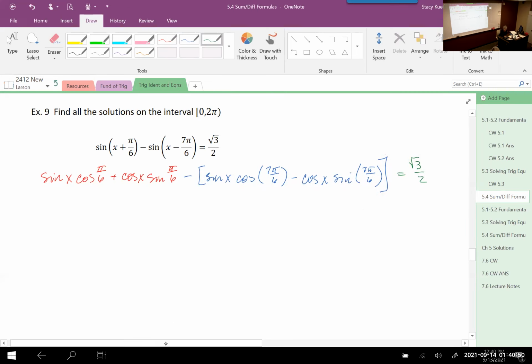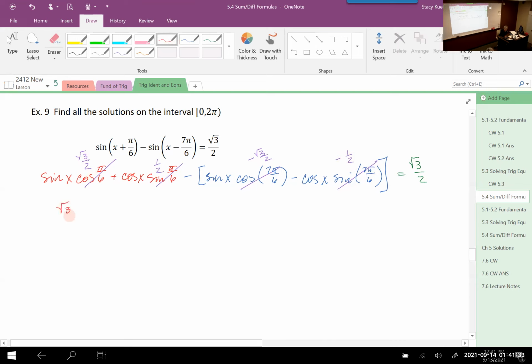So let's try to collect and clean up our like terms here. What's the cosine of pi over 6? That's going to be the square root of 3 over 2. What's the sine of pi over 6? 1/2, good. Cosine 7 pi over 6? Negative square root of 3 over 2 because I'm in the third quadrant, and sine of 7 pi over 6, negative 1/2.